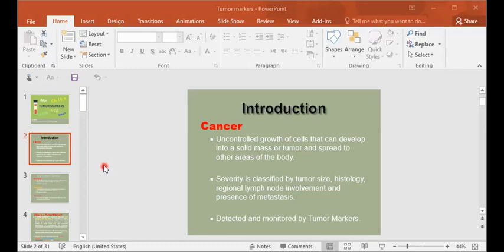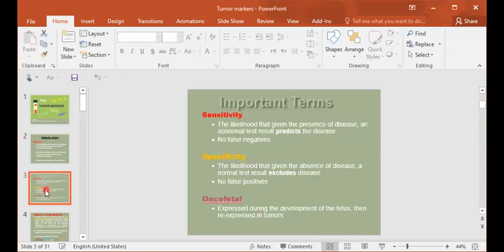Okay, so mostly secreted by the tumor cell. The tumor marker is mostly secreted by the tumor cell itself. Okay.